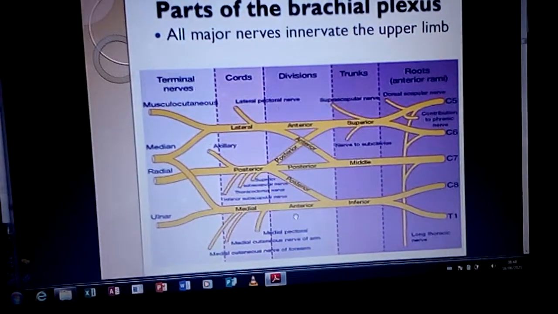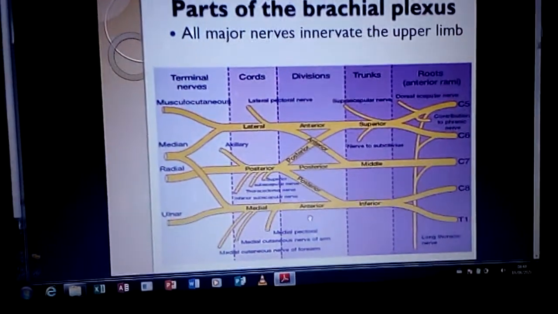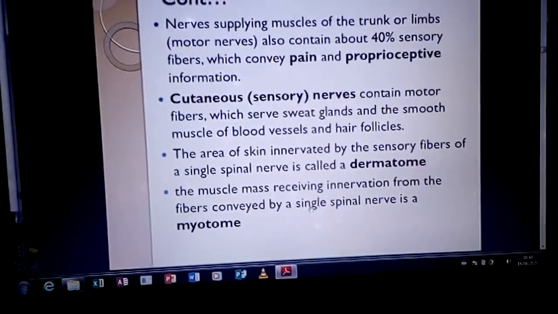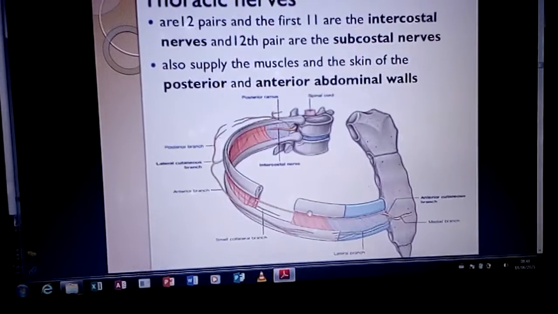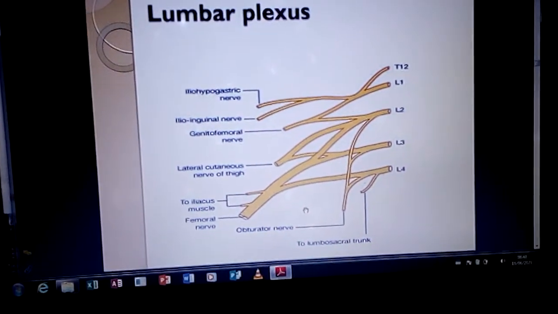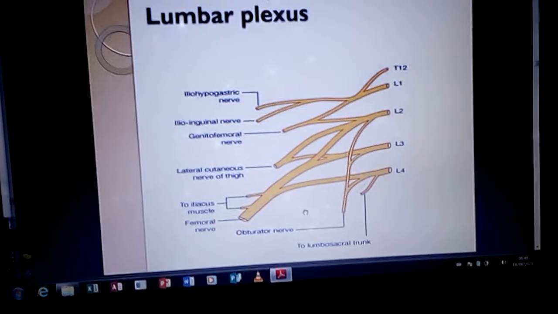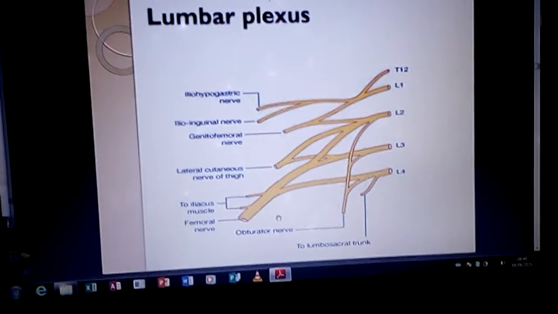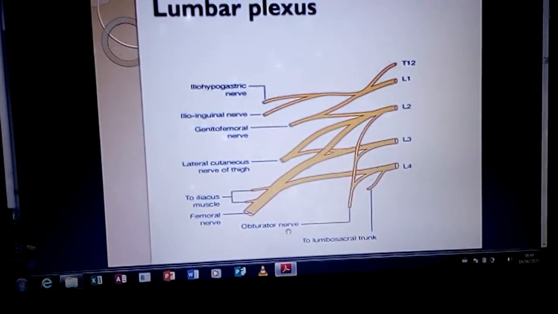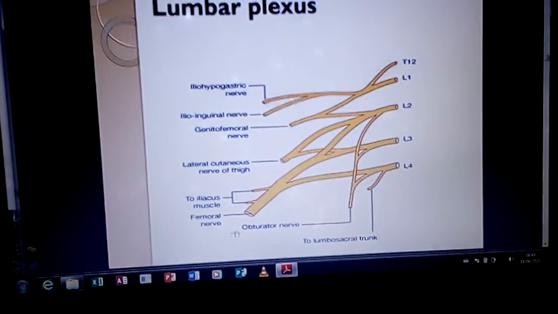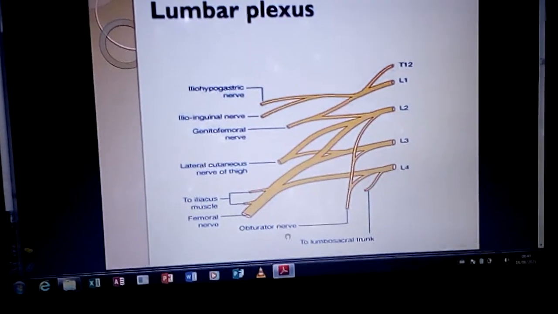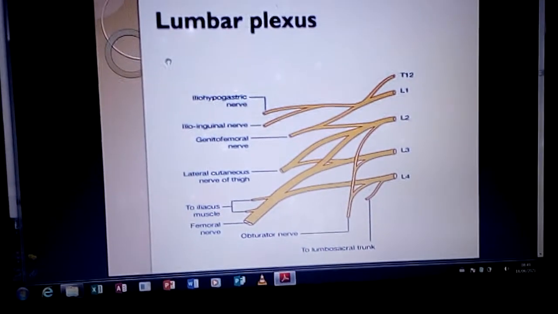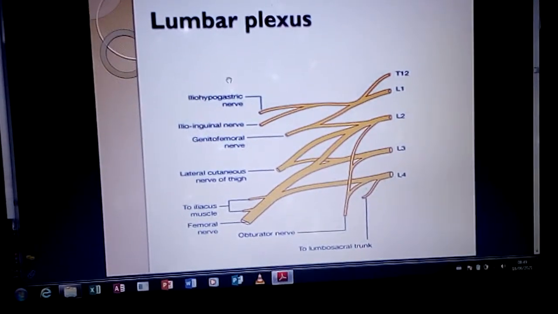But before we go, allow me to further mention the lumbar plexus. The lumbar plexus actually runs from T12 to L4. The major important nerve which branches from this is the obturator nerve, which goes to the pelvic. So the lumbar plexus innervates the pelvic and the lower limb.